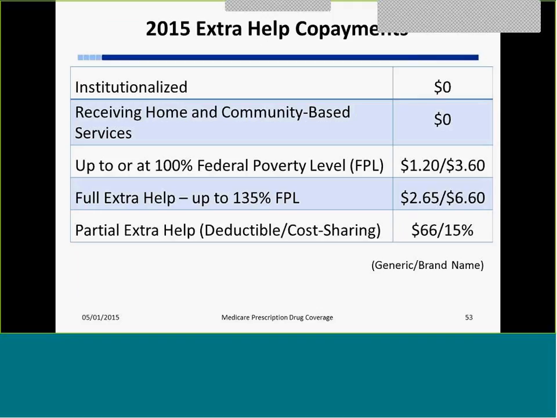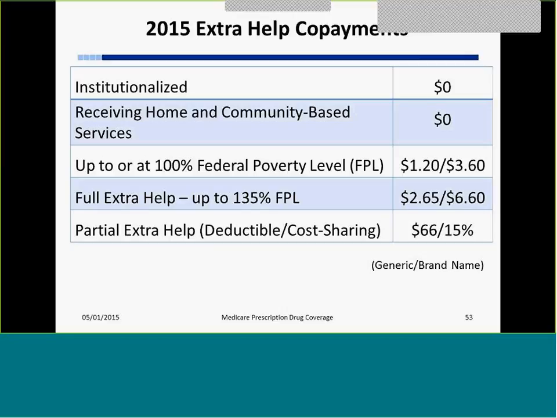Co-pays. If I get help based upon being institutionalized, I have no copay for Part D drugs. If I'm receiving home and community-based care services, no copay. But you get people that get confused. I'm talking to somebody on a spend down, and they tell me, I'm only paying $2.65 for my generic drugs, $6.60 for my brand name. That's one way for me to know they're on extra help and they've got a spend down.